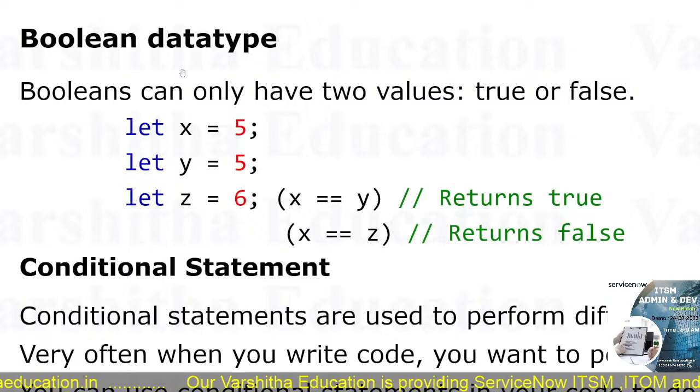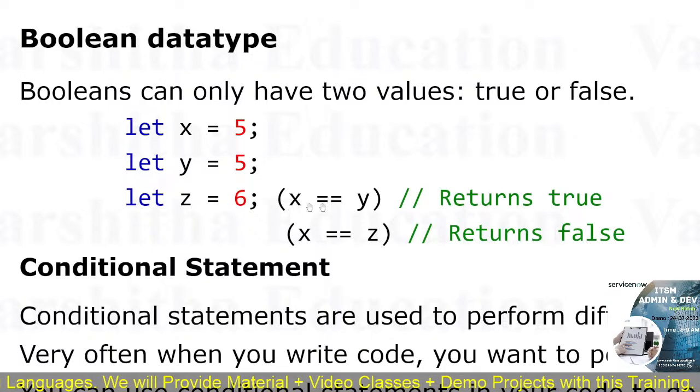Consider here x equals 5. That means 5 is assigned to the variable x. Then y equals 5 means 5 is assigned to the variable y. Now x contains the value 5 and y contains the value 5, so both are the same. And z is also declared, z equals 6. So x and y have the same number, but z does not.